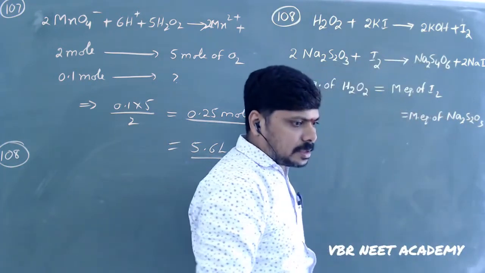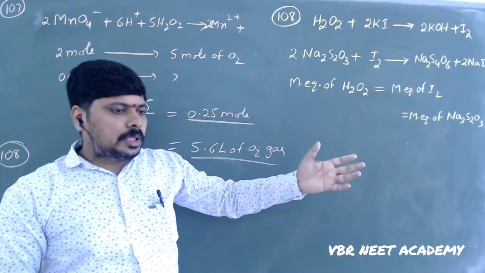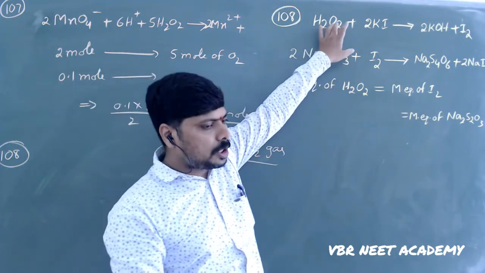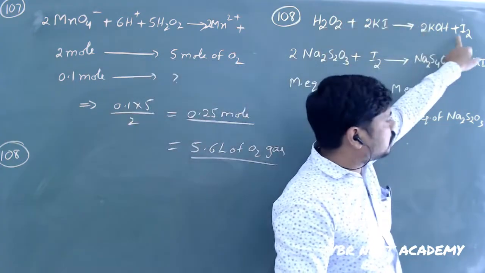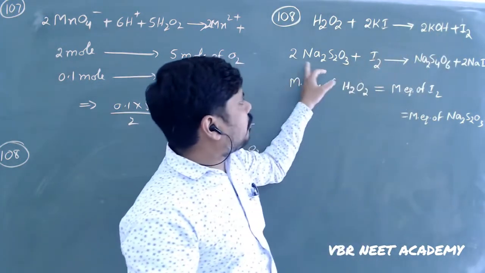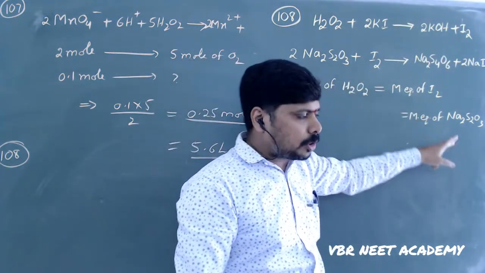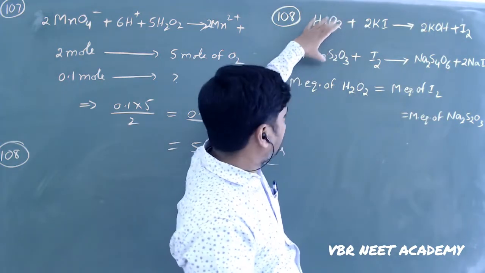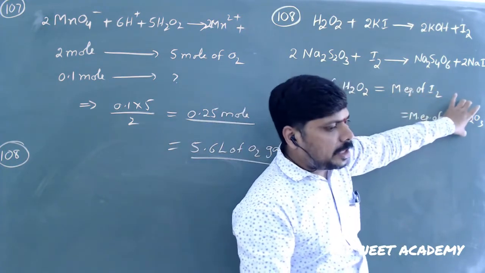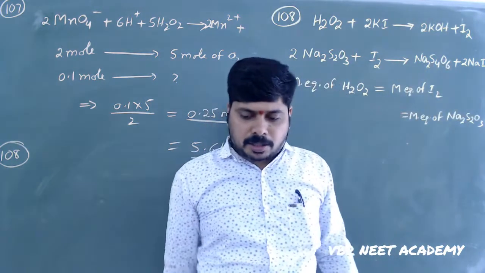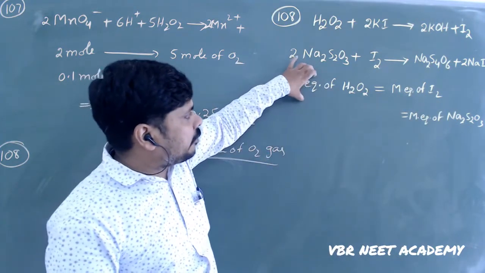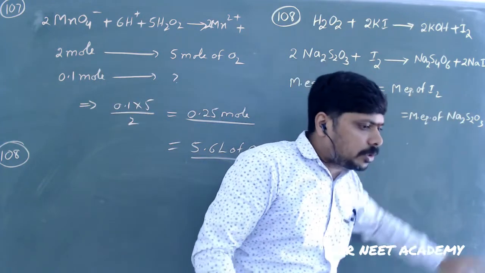Can we write like this? Based on the equivalents only, the reaction takes place. That's why the milli equivalents of H2O2 should equal the milli equivalents of I2, and the milli equivalents of I2 should equal the milli equivalents of Na2S2O3. So based on these two equations, milli equivalents of H2O2 is equal to milli equivalents of Na2S2O3. That's what they are asking us. That's why we calculate by taking the milli equivalents of H2O2 and of Na2S2O3.